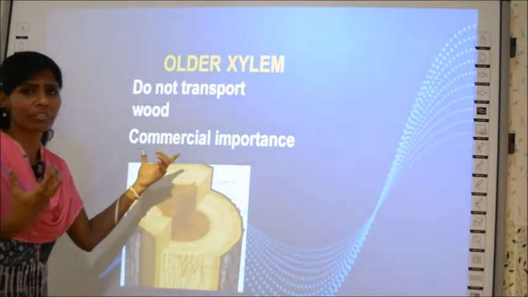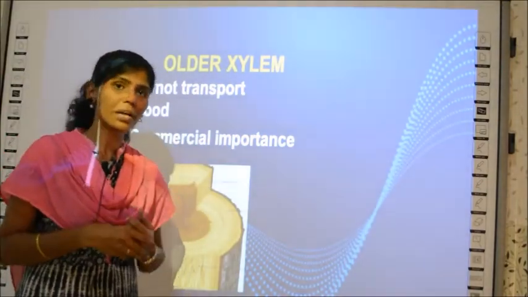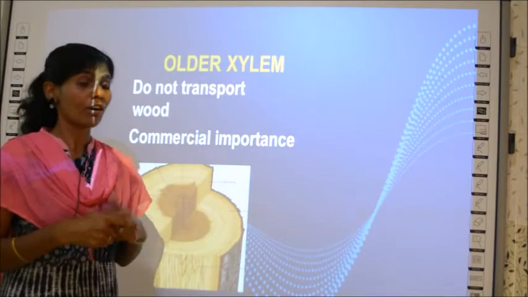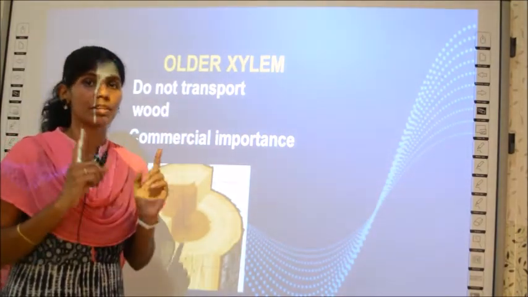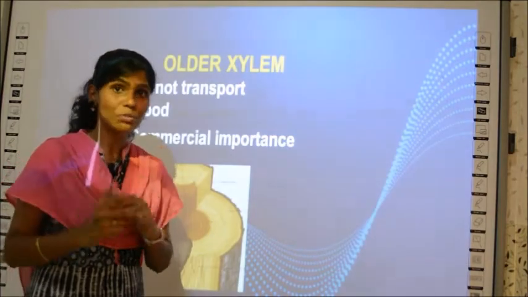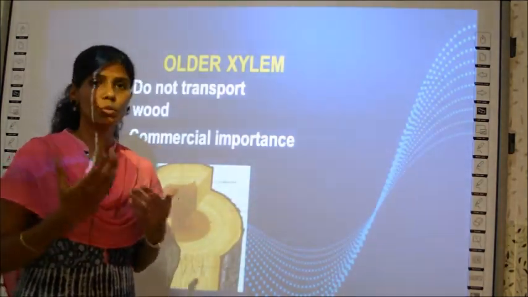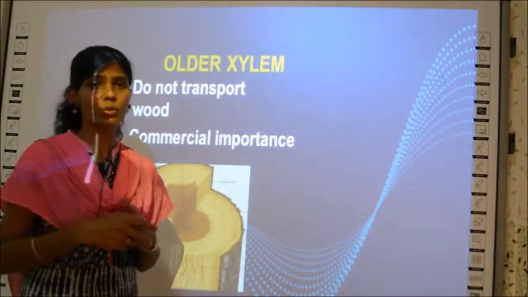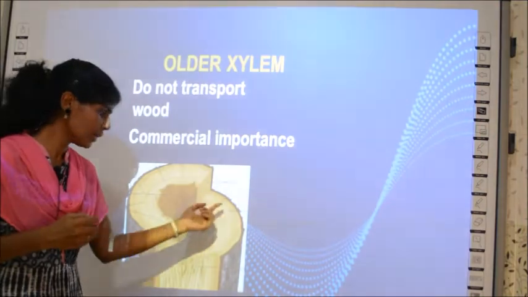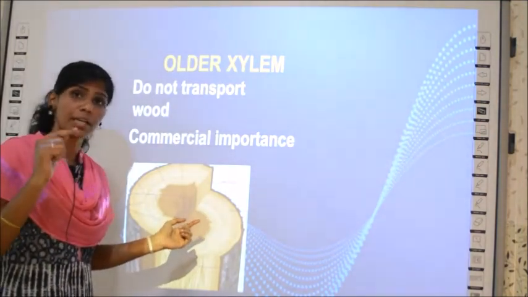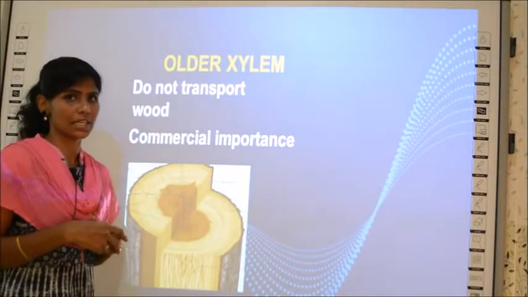So wood is of commercial importance, that is, people can sell the wood and make money. So in this slide what you have studied is that after some age, when the xylem becomes very old, it is called wood, which you can use commercially, and in the wood you have something called annular rings. You can count the number of rings and tell how old the plant is.